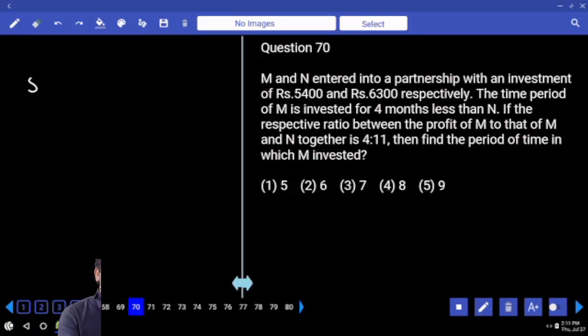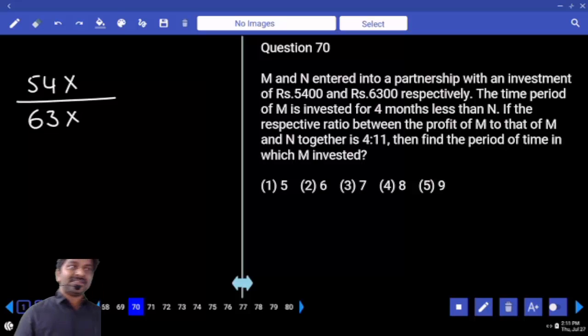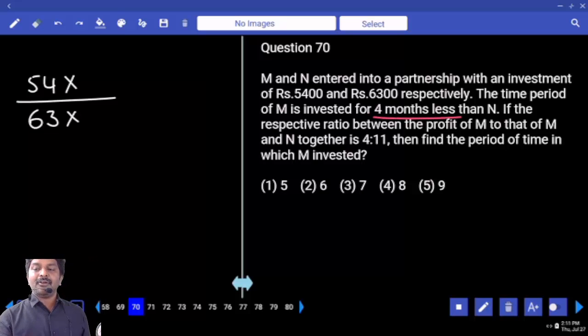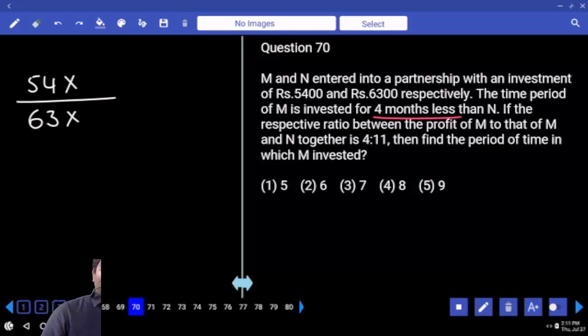See, their investments are 54 and 63, M comma N, correct? Time period of M, is that more or less? 4 months less than N. Finally, the question is about M's time period only. I will start with M. Then N will invest for 4 months more, that is M plus 4.